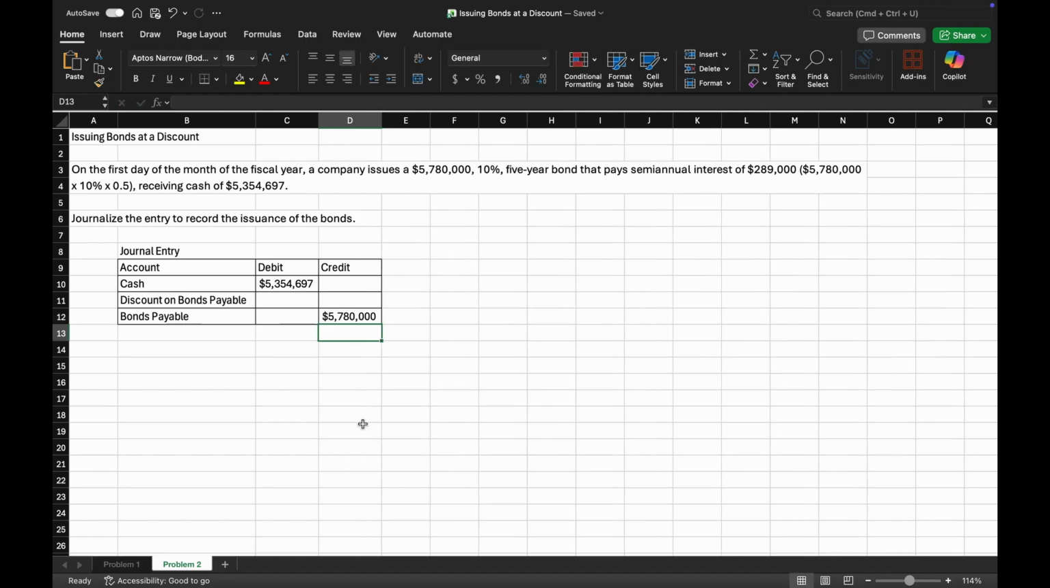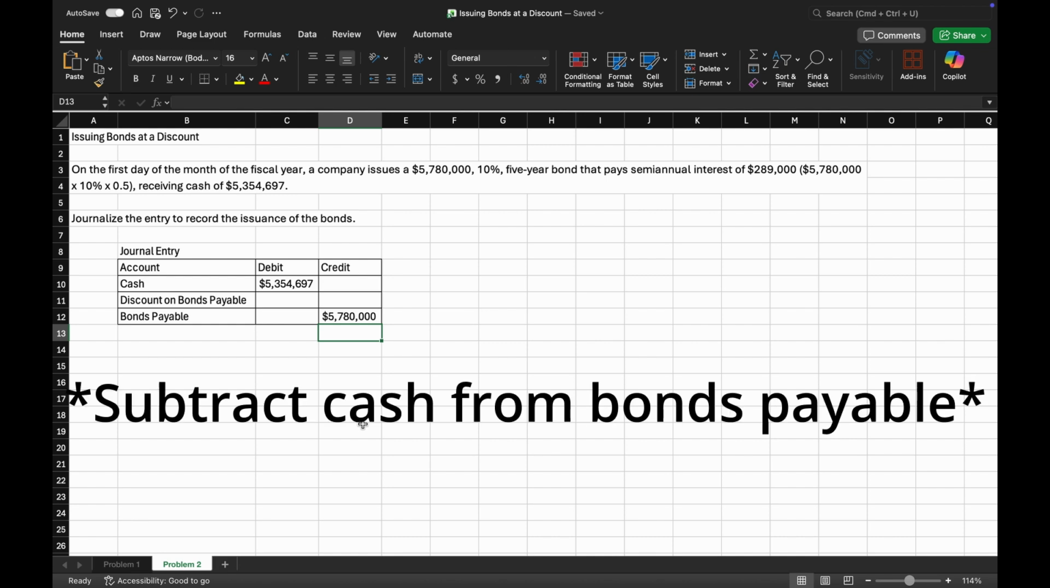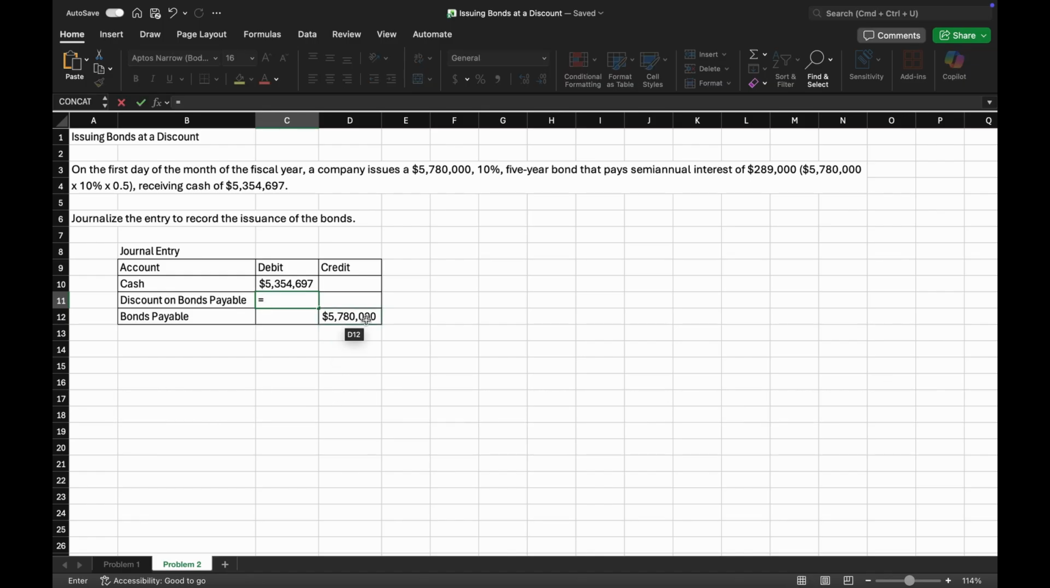Finally, we know that to get the discount difference, all we have to do is subtract cash from bonds payable. So for us, that'll be $5,780,000 minus $5,354,697, which comes out to a discount of $425,303 as a debit for the discount on bonds payable account.